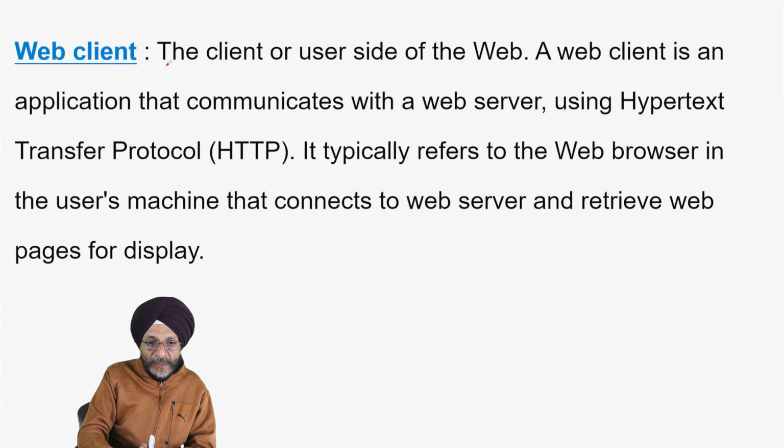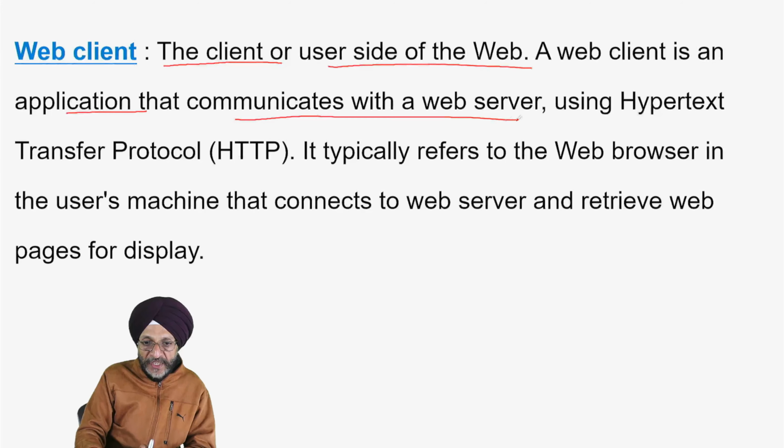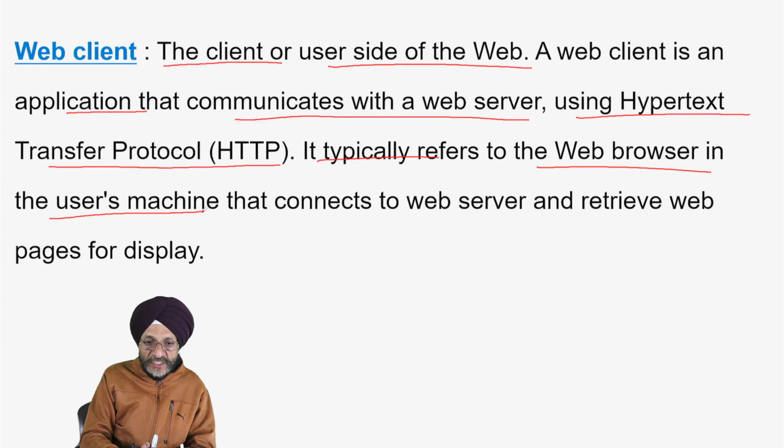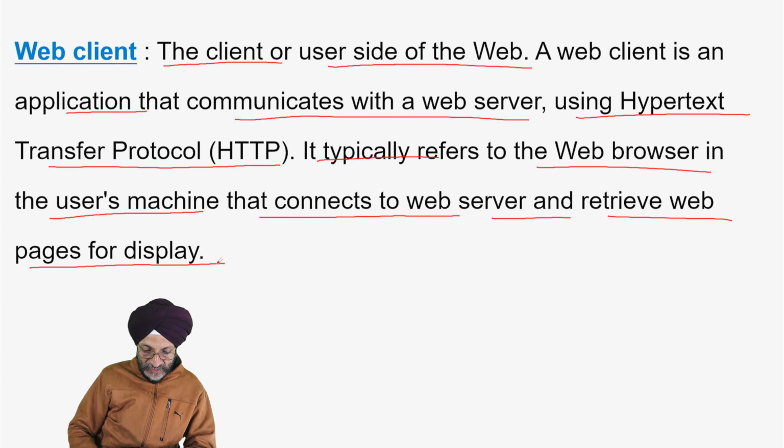Now the meaning of web client. The client or user side of the web is called web client. It is an application that communicates with web server using HTTP. HTTP means Hypertext Transfer Protocol. It typically refers to the web browser in the user's machine that connects to the web server and retrieves web pages for display.